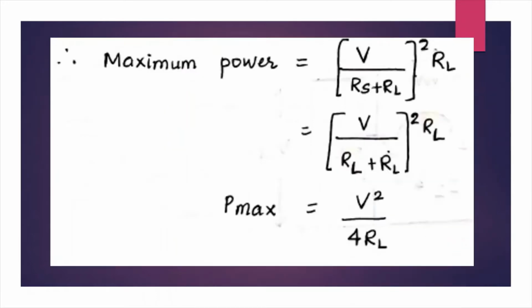Then the maximum value of the power is given by substituting Rs equal to RL in the denominator. So we will get V divided by RL plus RL, the whole squared, into RL. This will become 4 RL squared. RL gets cancelled and finally we'll get V squared by 4 RL. This is the value of maximum power, called Pmax.